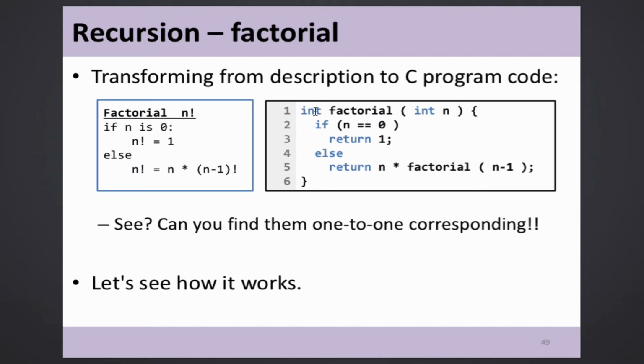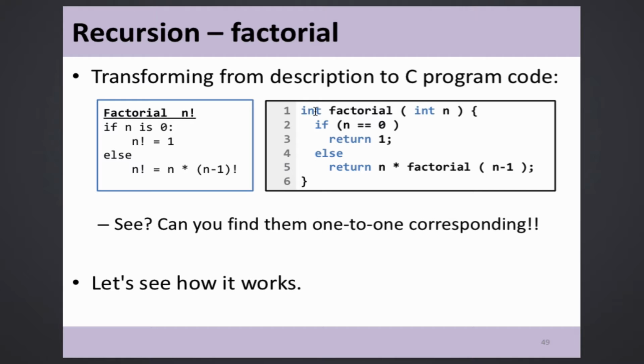So you can find that if n is equal to 0, I will return 1. If it's not equal to 0, I assume that it is a positive integer. Then I will return n times factorial of n minus 1, just like the math definition.